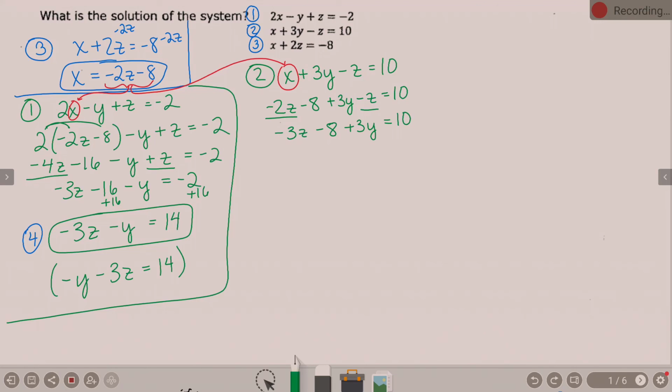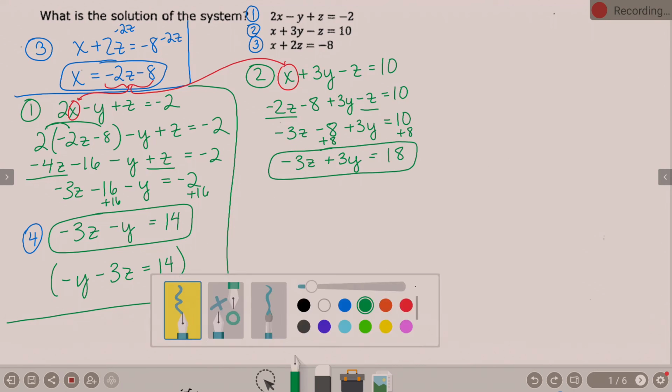What has to happen? It's minus 8. Let's add 8. So negative 3z plus 3y equals 18. And you can stop right there, can't you? Okay. You can stop right there. And what am I going to call this? Equation 5.